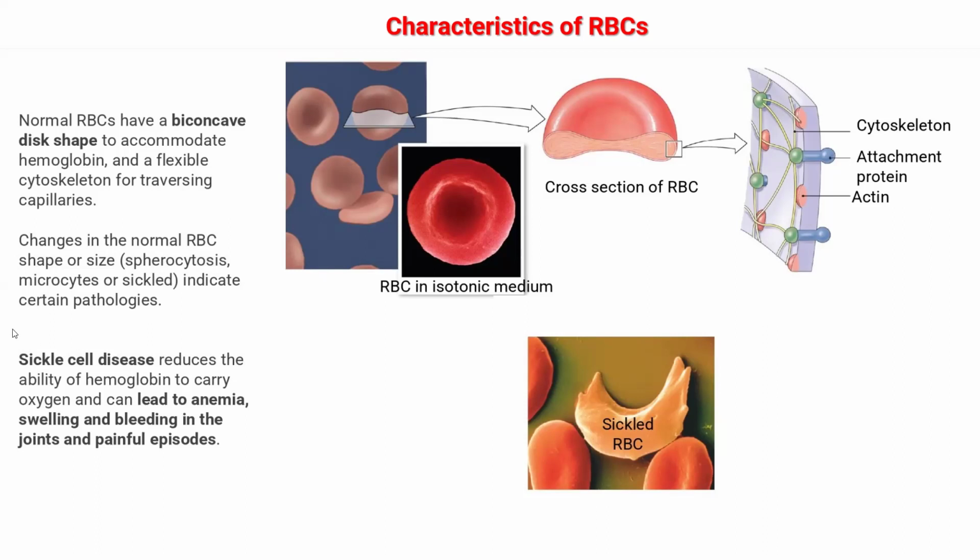Microcytes, where the size of the red blood cell is smaller than normal, or sickled cells, like this one, indicate certain pathologies. This is the cytoskeleton and the attachment of proteins and so on. Sickle cell disease reduces the ability of hemoglobin to carry oxygen and can lead to anemia, swelling, and bleeding as well in the joints, which is deep bleeding, and painful episodes.